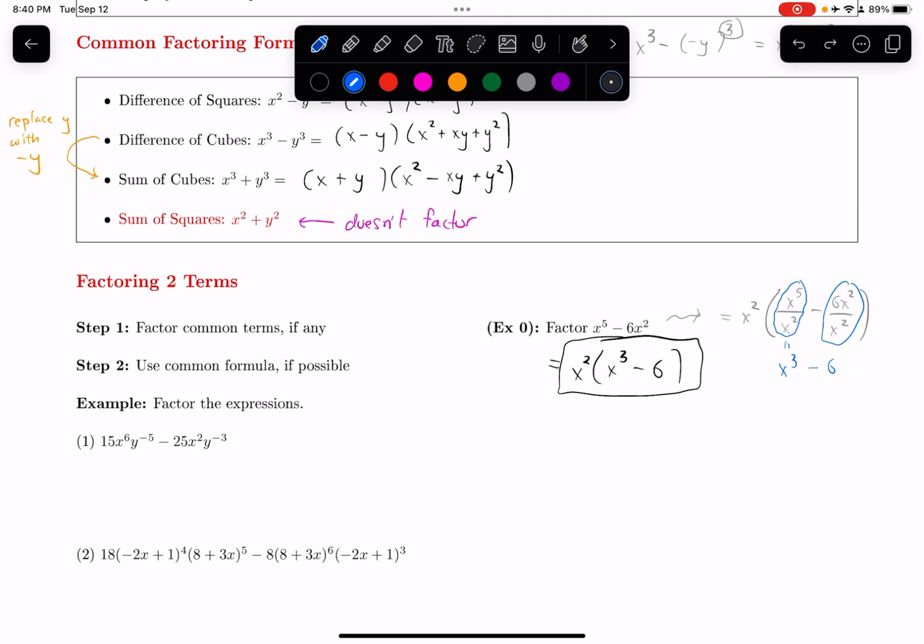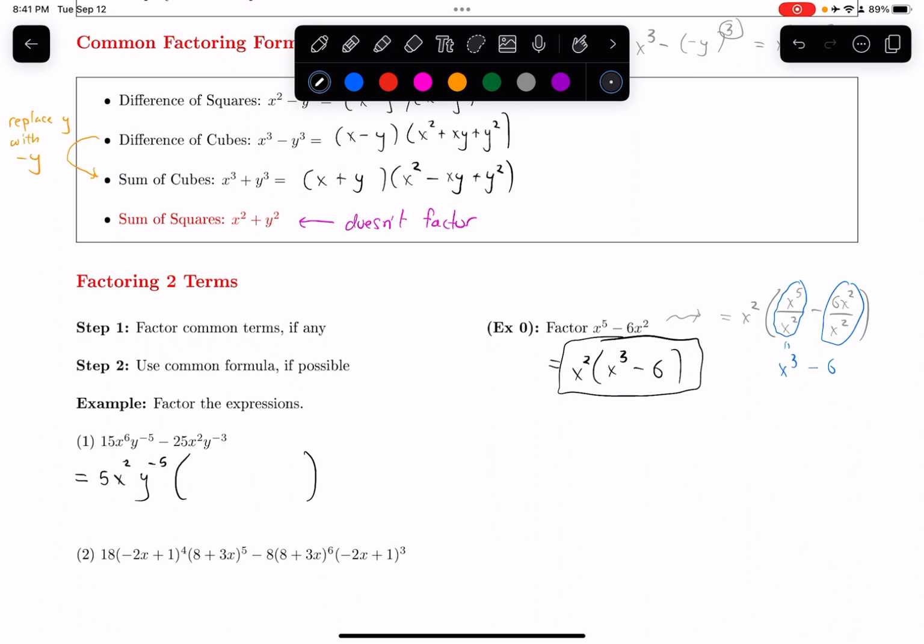Okay, so let's start this next one off in the same way. Let's identify the common factors. I see a 5 is common to the 15 and the 25. Both terms have some x's, and I want to factor out the smaller power, which is x squared. They both have some y terms, so I also want to factor out y to the smaller power, but the smaller power is negative 5, because negative 5 is smaller than negative 3. It's more negative. Then I start a parentheses, and I'll write the leftovers.